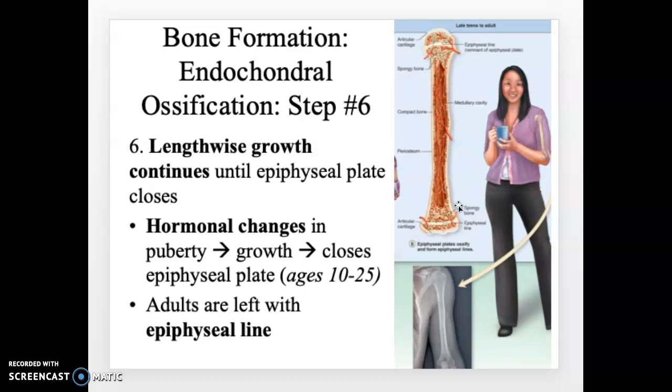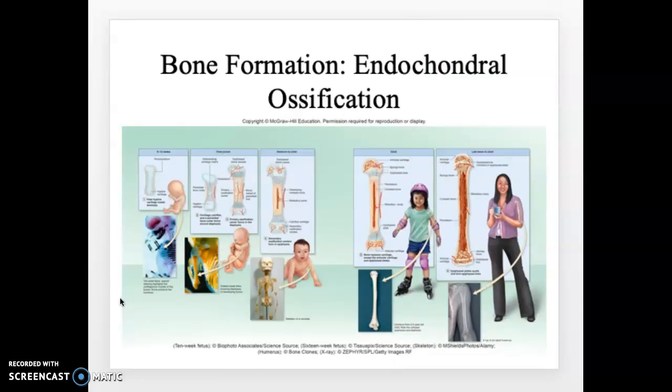Okay, and then lengthwise growth continues until the epiphyseal plate closes. So these hormonal changes that you go through during puberty cause the growth, and then that causes the epiphyseal plates to close. And then after that, adults just have a line instead of the cartilage. So here are those steps for you again.